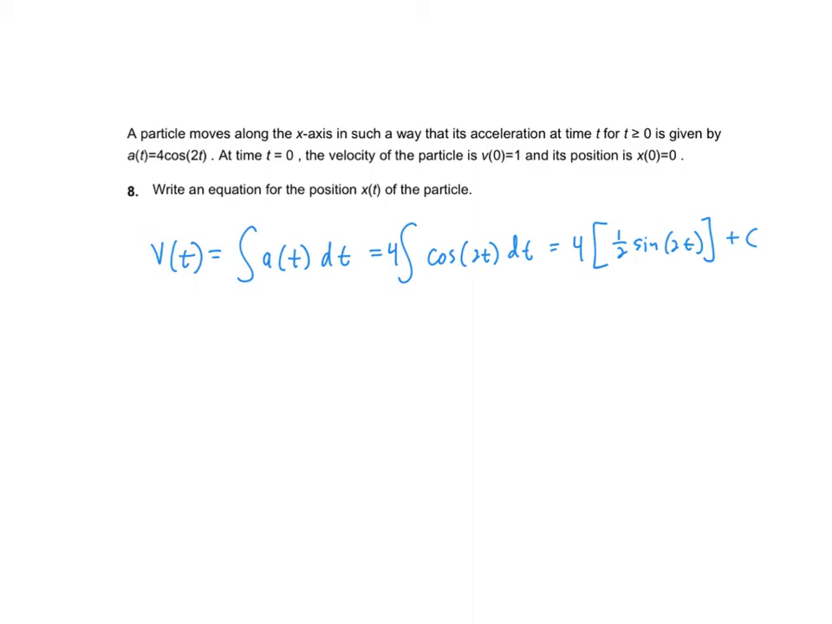Okay, and then to find that c, we'll plug in this initial condition. So v at 0 is 1. If you plug in 0 for t, this becomes sine of 0, which is 0. So this whole thing becomes 0, and that means c is 1. So really our velocity, we can simplify this. 4 times 1/2 is 2. 2 sine 2t plus 1.